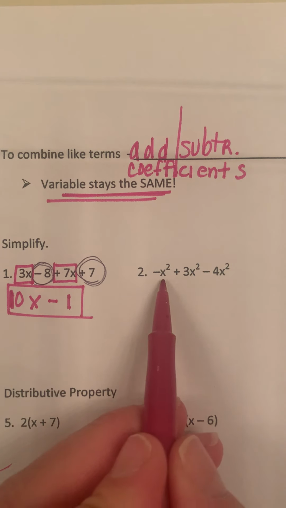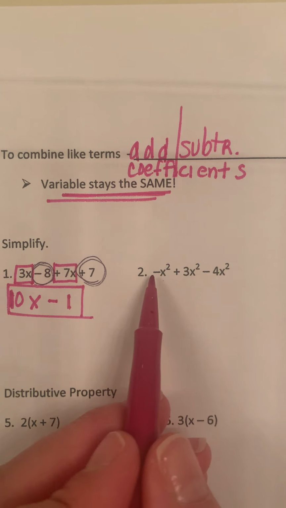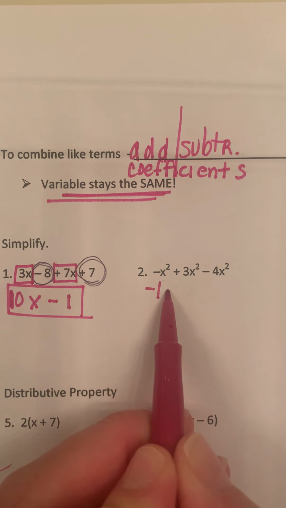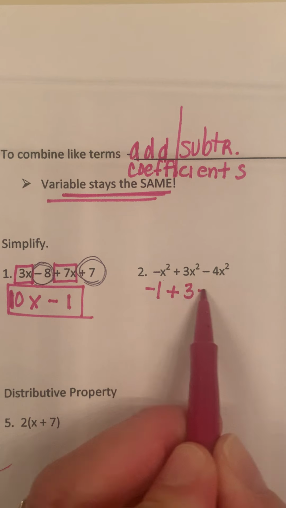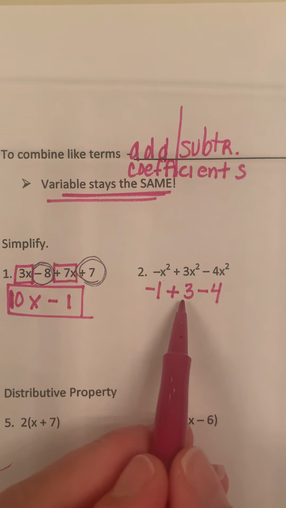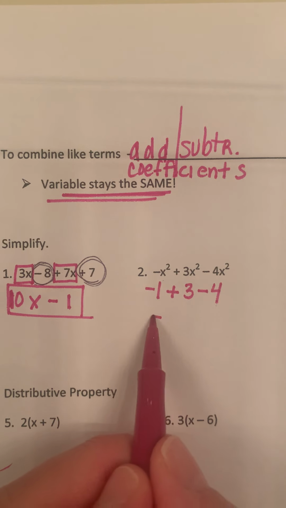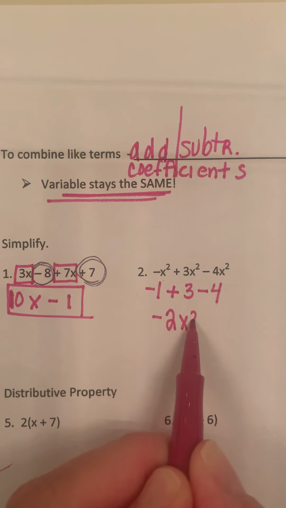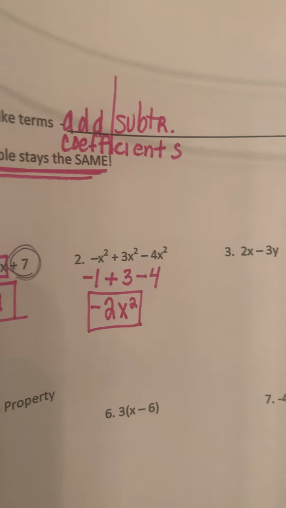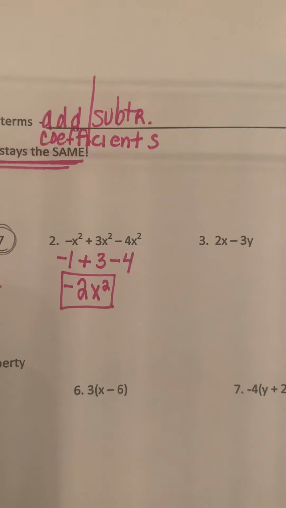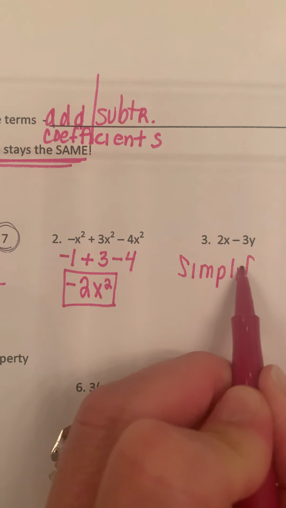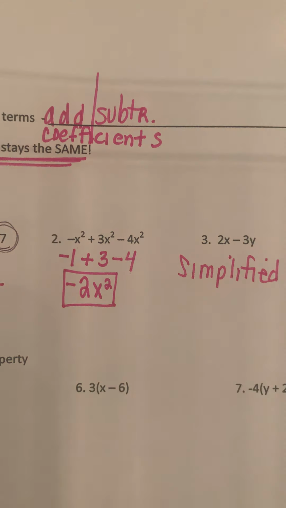Same thing here. These are all the same x squared, so we can combine them all. Remember, there's nothing here, so this is a -1. We have a coefficient of 3 and a coefficient of -4. -1 plus 3 is 2. 2 minus 4, -2. Bring the variable down. You'll notice number 3 has an x and a y. Therefore, you cannot combine them. They are simplified.